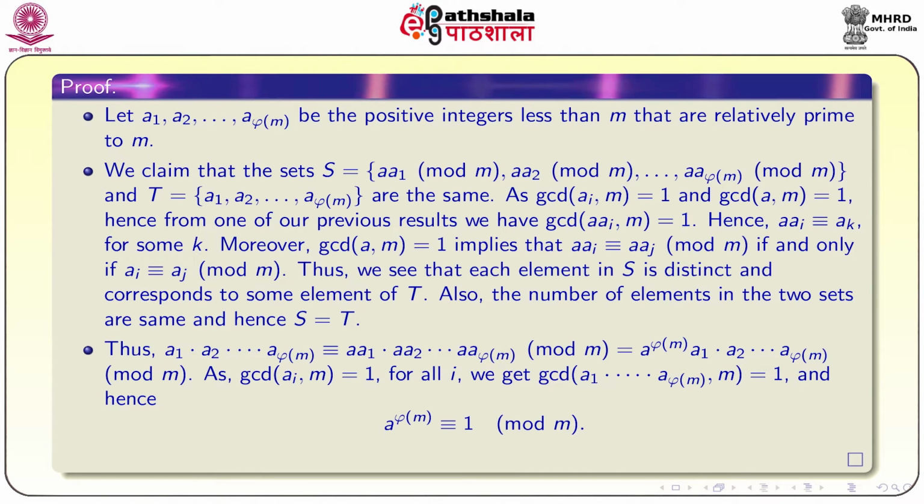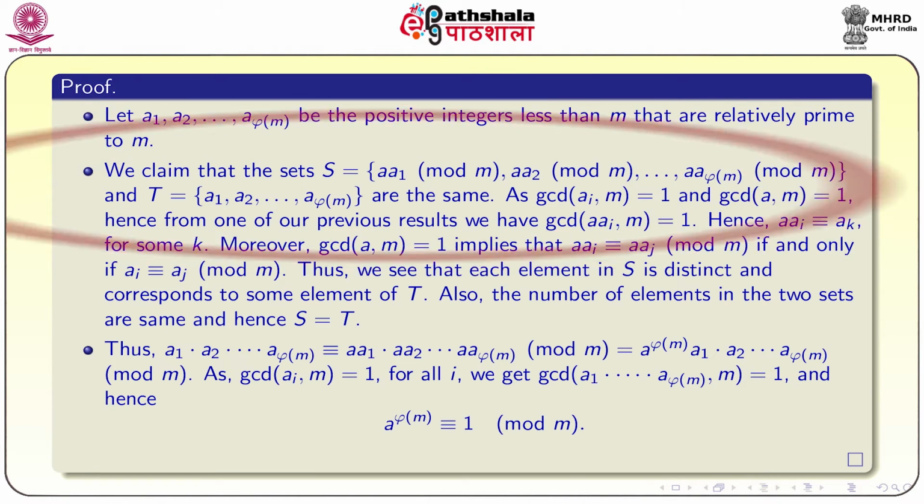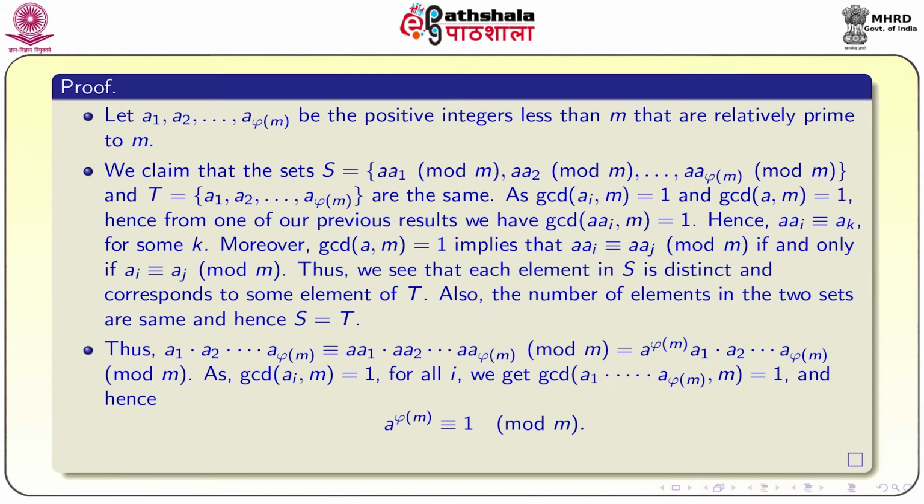Now, we will look at the proof of Euler's theorem. Let a1, a2 and so on up to a phi of m be the positive integers less than m that are relatively prime to m. We claim that the set a into a1 mod m, a2 mod m and so on up to a into a phi of m mod m, where a is an integer relatively prime to m as given in the hypothesis, is the same as the original. So, we multiplied a1, a2, up to a phi of m with a and call that set S, and T is a1, a2, up to a phi of m. Now, we will show that these two sets are the same under modulo m.